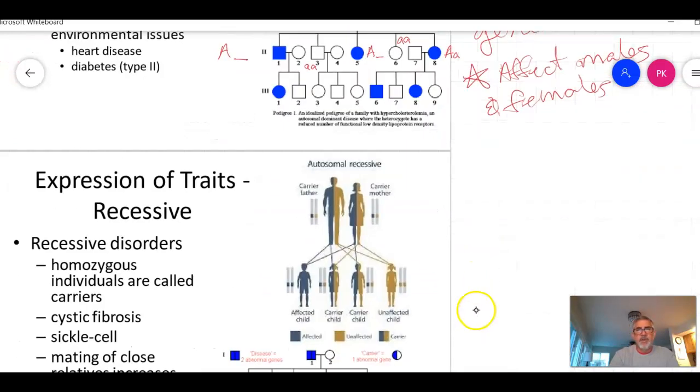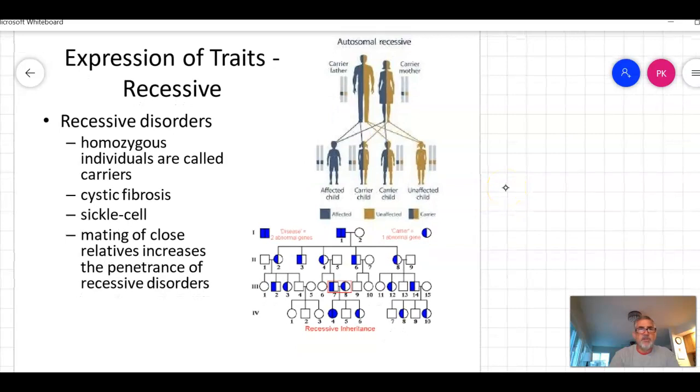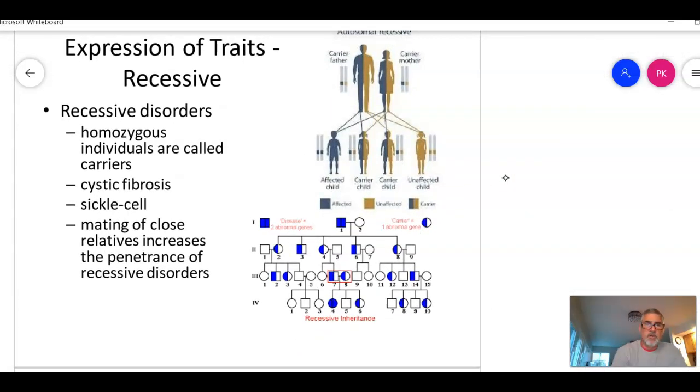Right. So expression of trait: recessive. So recessive disorders, right? So a couple things. If you're heterozygous, you're called a carrier, right? So we have a couple. Cystic fibrosis and sickle cell are classic ones. They're actually codominant diseases, but they have a recessive pedigree pattern based on low penetrance. So in the heterozygous state, the person doesn't exhibit the disease, but they're still what they call a carrier, right? So mating of close relatives increases disorders. That's that consanguineous line I showed you, right?